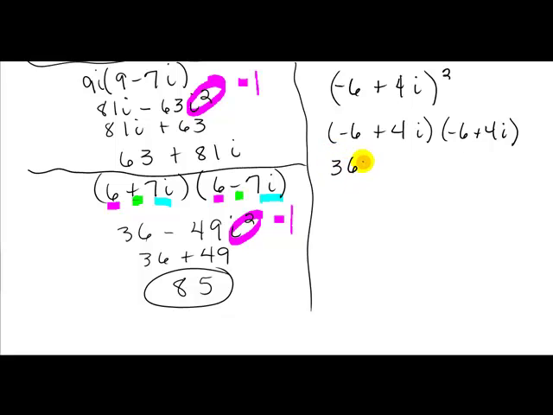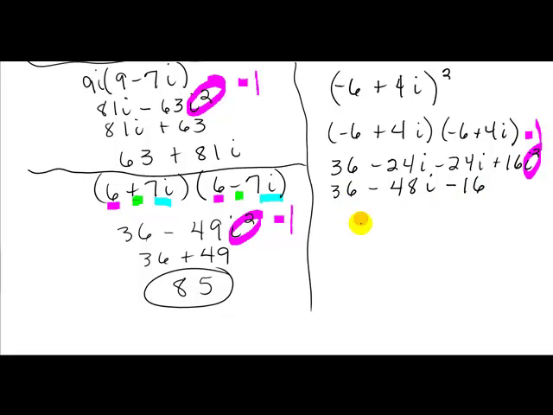So -6 times -6. -6 times a positive 4i will be a -24i. 4i times -6, another -24i. Positive times positive, 4 times 4, i times i. We want to combine like terms and simplify. So I'm going to have 36 minus 48i minus 16. Remember that i squared becomes -1. Now we can put these two together and write it in the correct order for our answer.